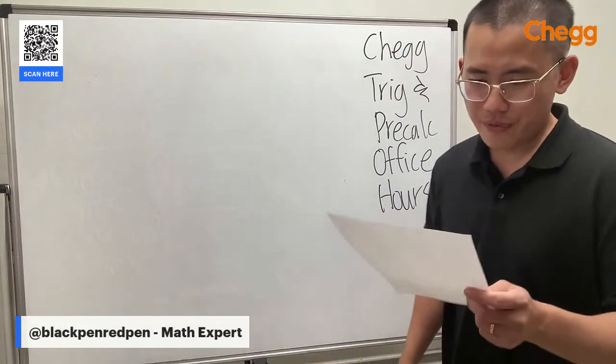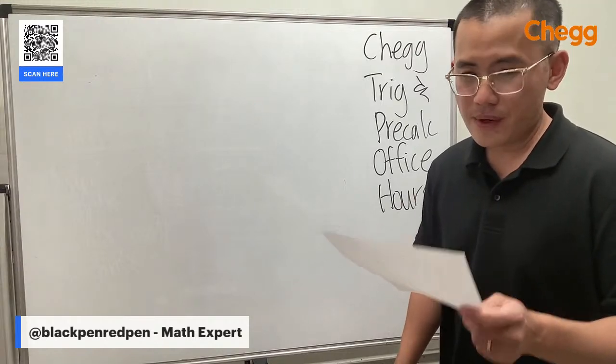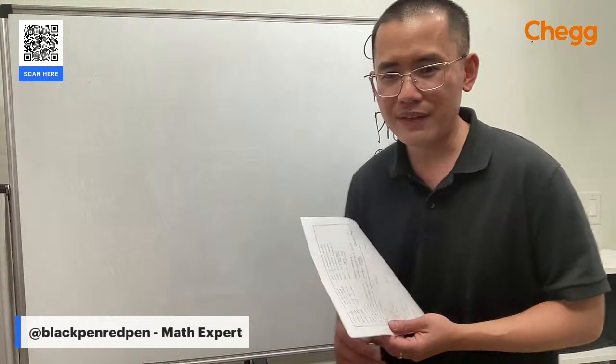So if you want to prove the half angle identity, okay, which half angle identity?